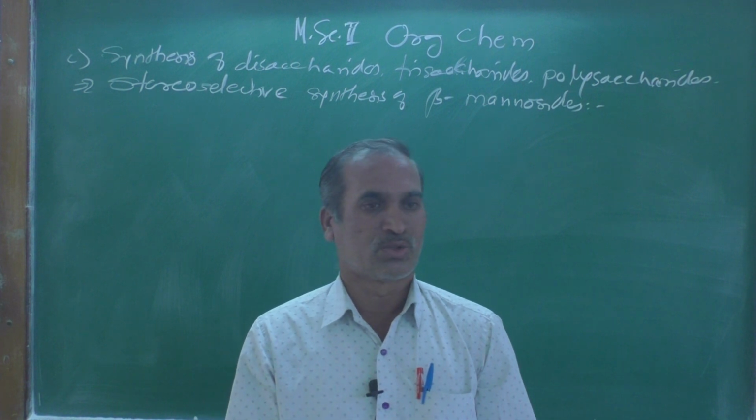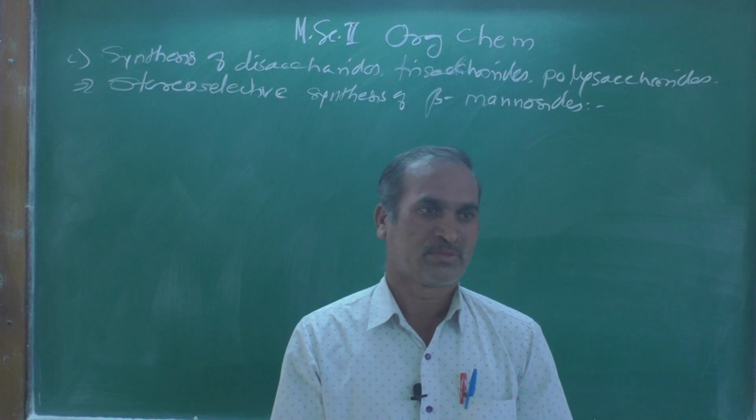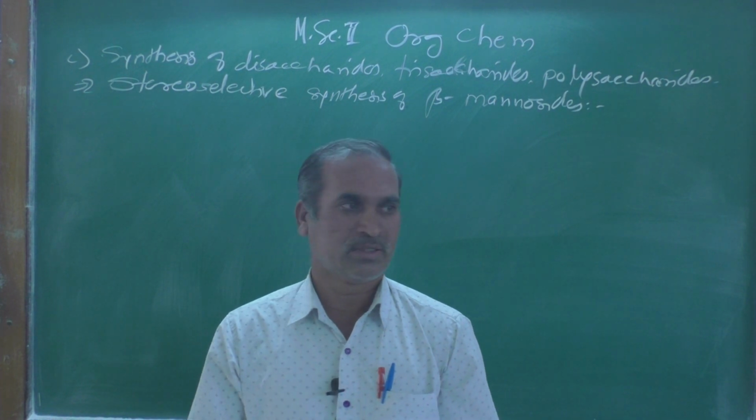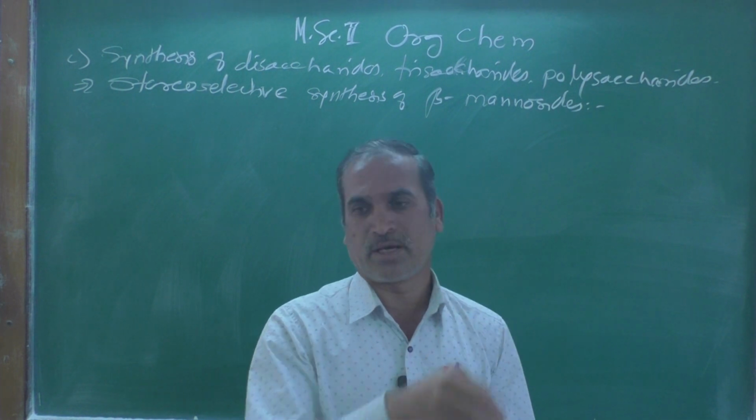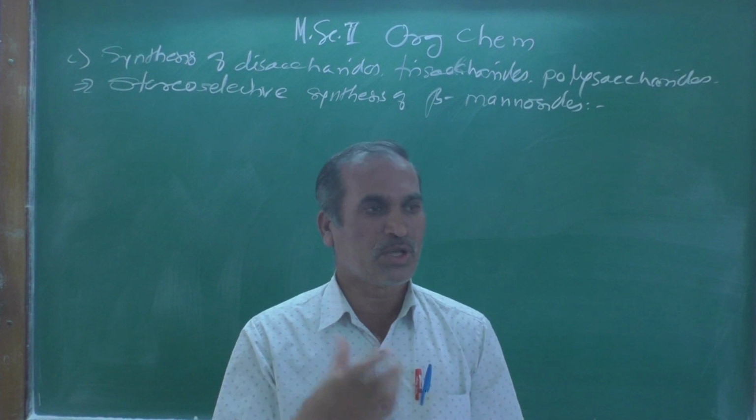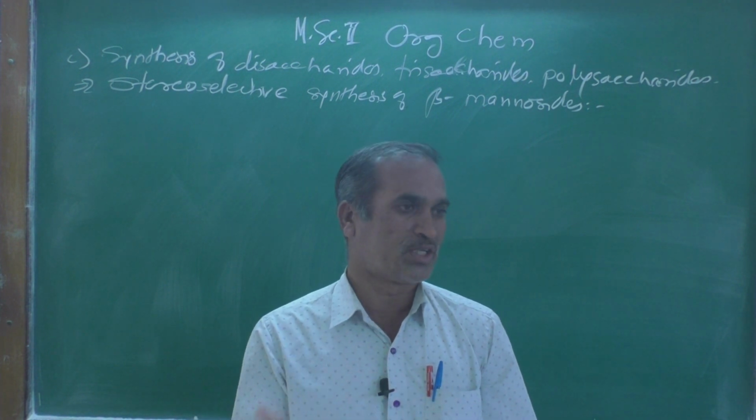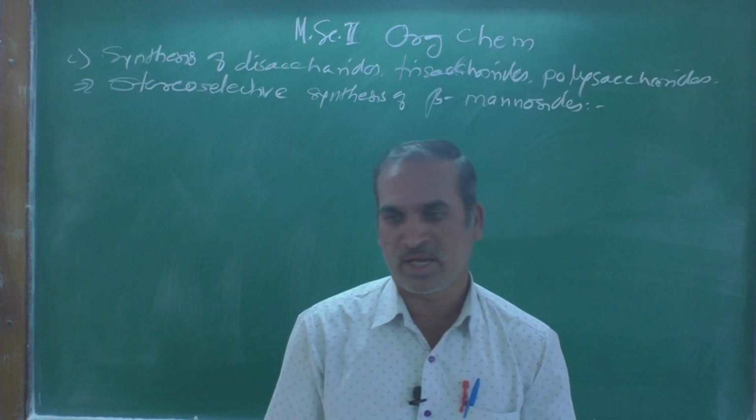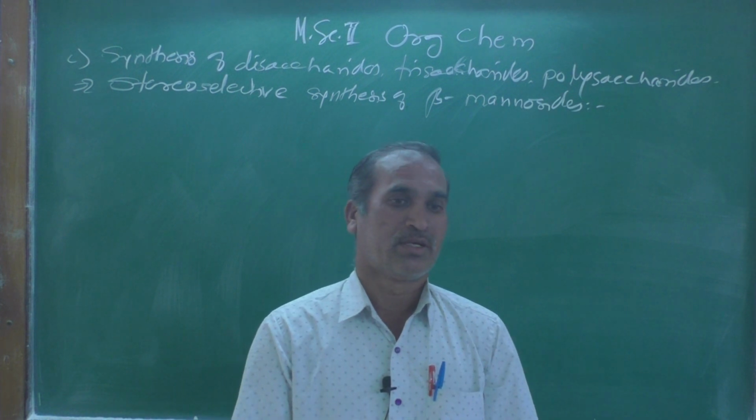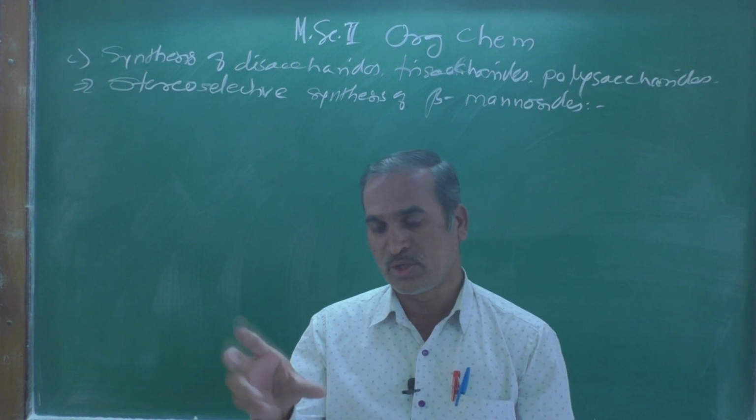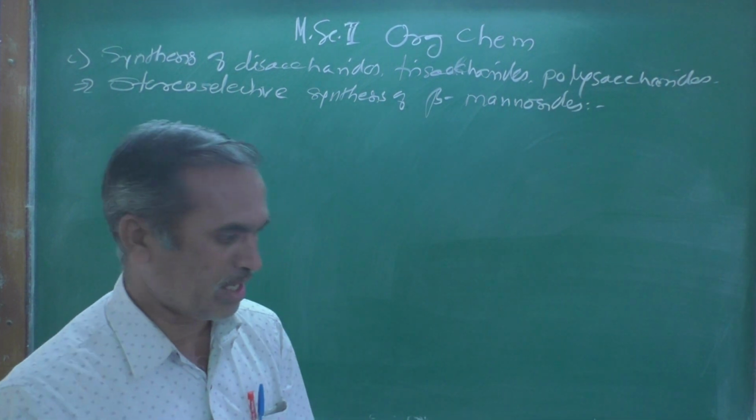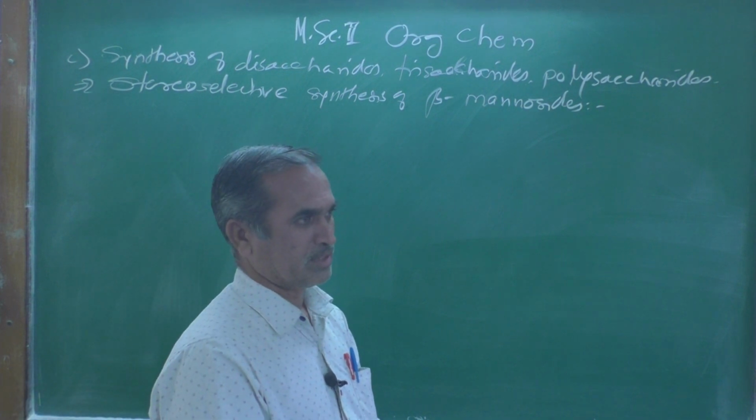and therefore that type of compound is responsible for reducing sugar. Those structures that do not contain a hemiacetal part in their compound show a negative test; they do not show a positive test with Tollens' reagent and Fehling's solution, and that type of sugar unit is generally termed a non-reducing sugar. So I think up to this we have discussed this point.